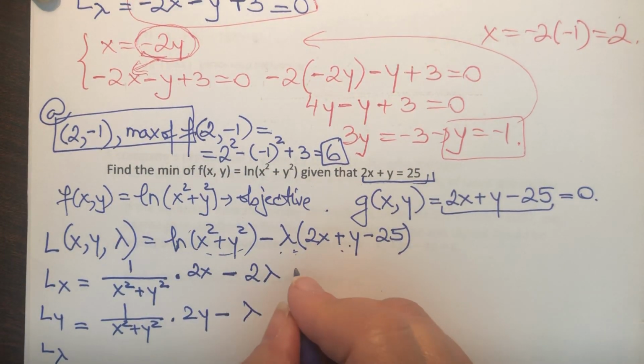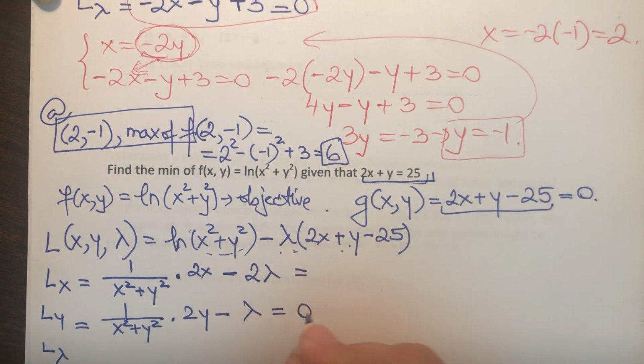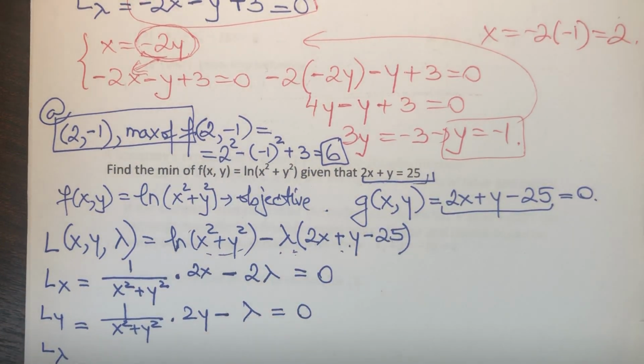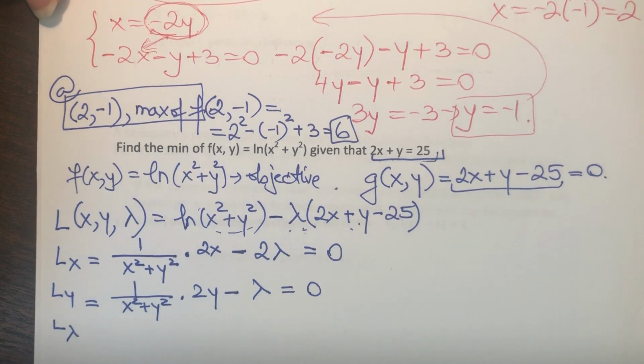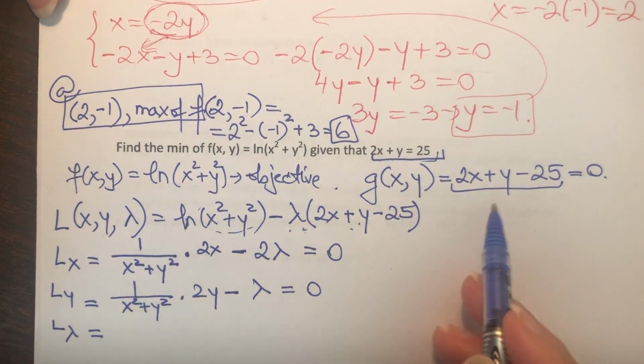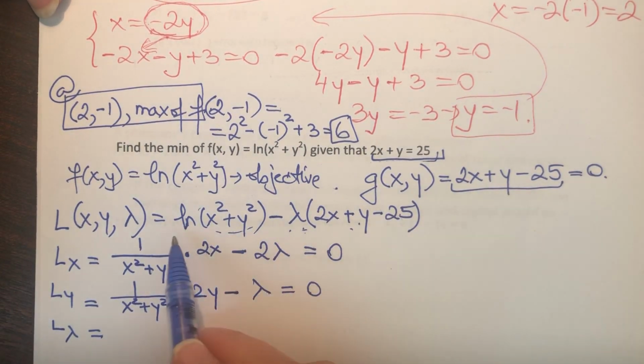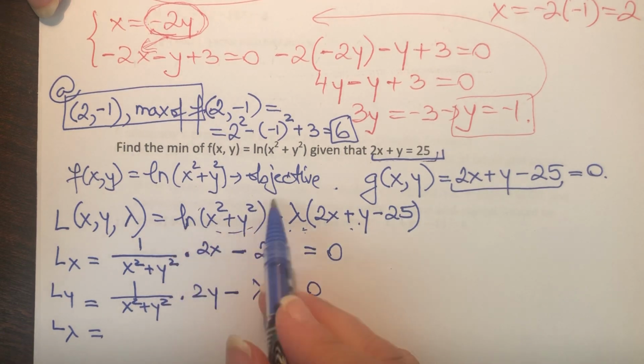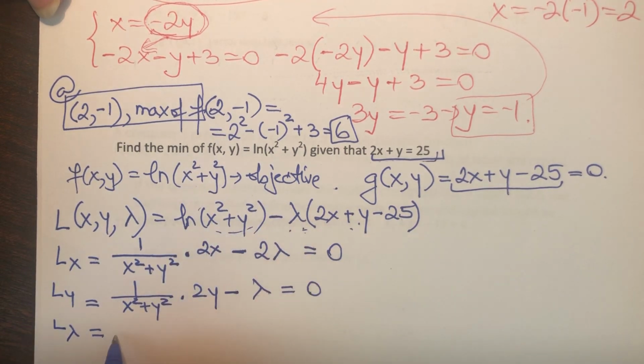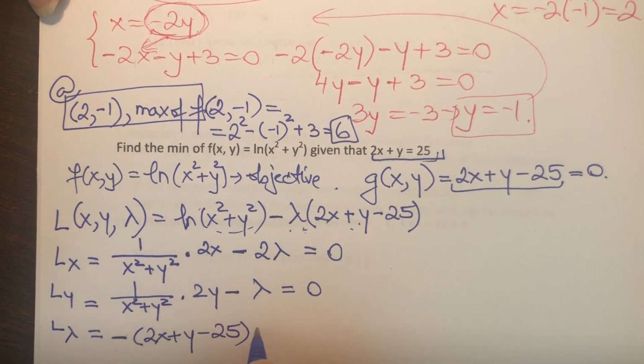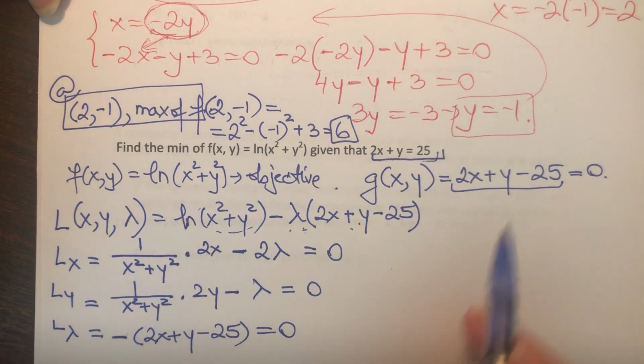Okay, so as I said, you'll set these equal to 0 and solve each of these equations for lambda. That's how we move on. Of course, there's a third equation, which is basically your condition. So the derivative with respect to lambda, there's no lambda in here. So the derivative with respect to lambda is the negative of 2x plus y minus 25, and that equals 0. So that means 2x plus y minus 25 is 0, right? So that's your condition right here.